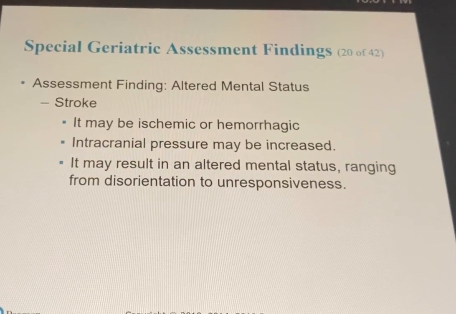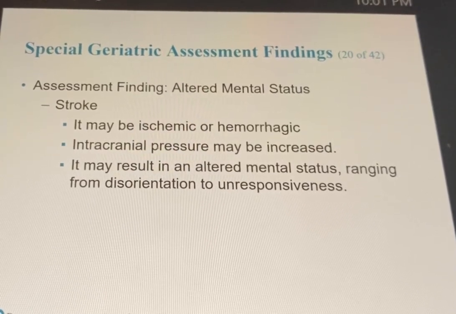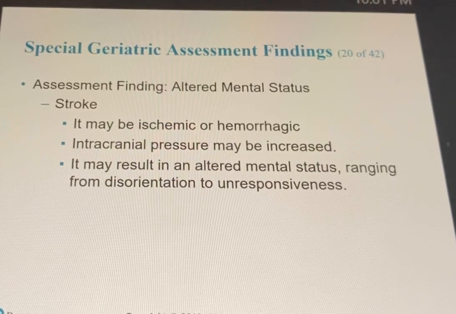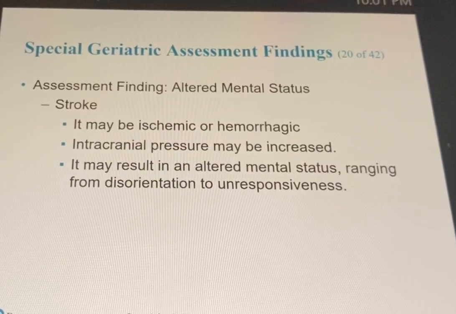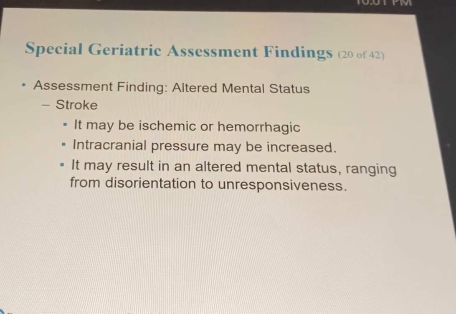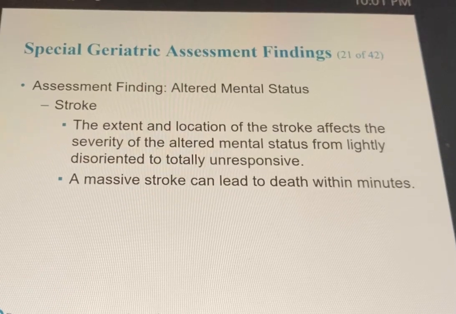All right, a stroke. A stroke occurs when there is an interruption in blood supply to an area of the brain, when a blood vessel in the brain becomes blocked by a clot, obstructing blood flow, or ruptures and enables blood to accumulate in the brain tissue.